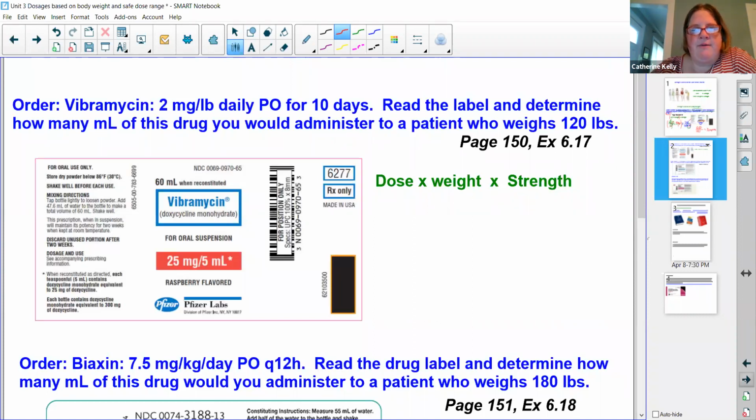The order is fibromycin, 2 milligrams per pound daily by mouth for 10 days. Read the label and determine how many milliliters of this drug you would administer for a patient who weighs 120 pounds. I want you to pause the video and figure out how to do this, and then come back and see if you've done it correctly.